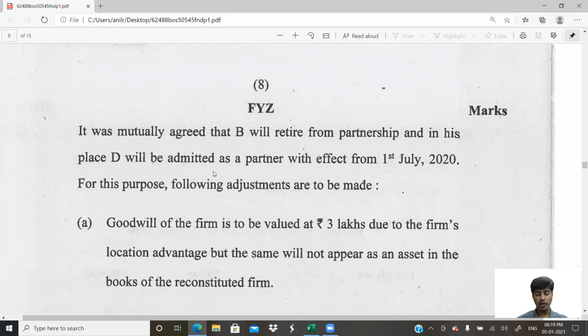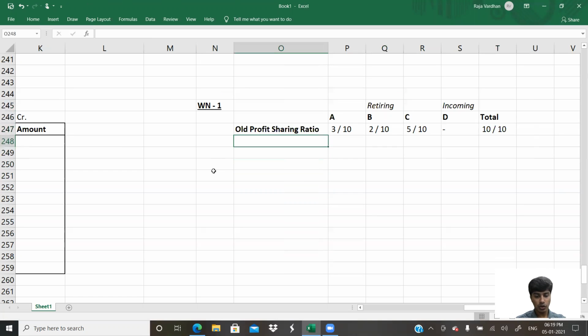Goodwill of the firm is to be valued at 3 lakhs due to the firm's location advantage. Very good. But the same will not appear on the asset side in the books of the reconstituted firm. So basically, they're going to raise and write it off, or they're going to adjust it through the capital account. So goodwill adjustment. Adjustment number 1 is ratios. Working note number 1 is ratios. Then I'll take it to working note number 2.